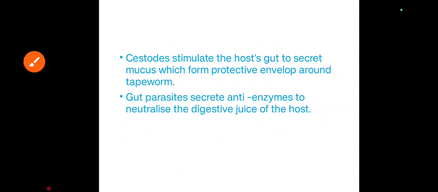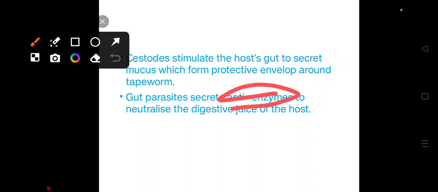Next point, cestodes stimulate the host gut to secrete mucus, which forms a protective envelope around the tapeworm. So the host gut also secretes some kind of mucus which protects them from host digestive enzymes. Gut parasites also secrete anti-enzymes to neutralize the digestive juices of the host.